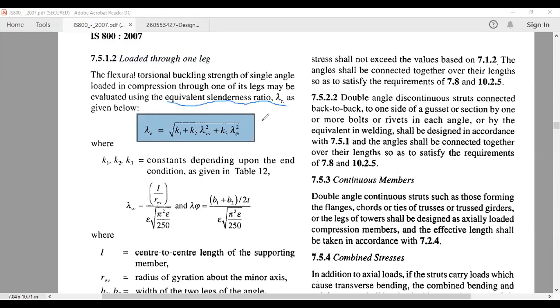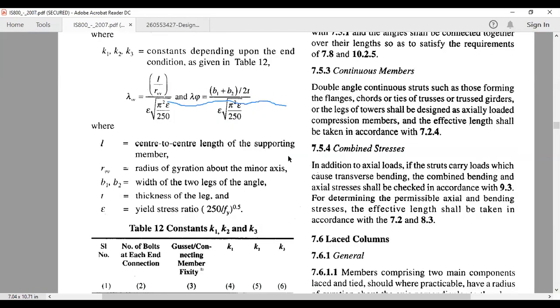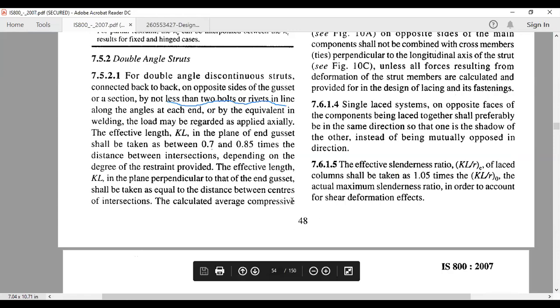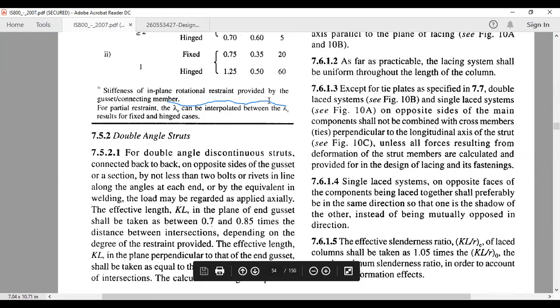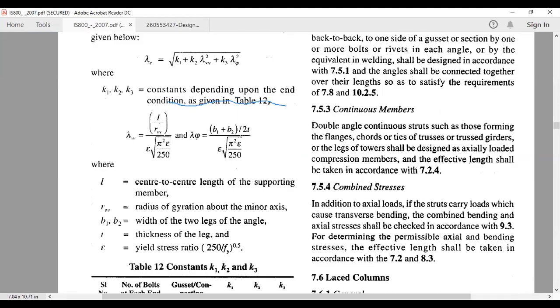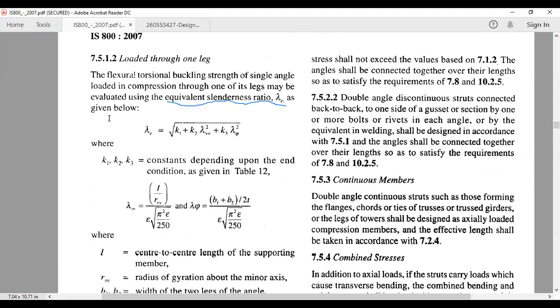This is in Section 7 of IS 800, page number 48, which you can go through in your own time. So how to calculate this equivalent slenderness ratio? For that you require the factors K1, K2, K3.